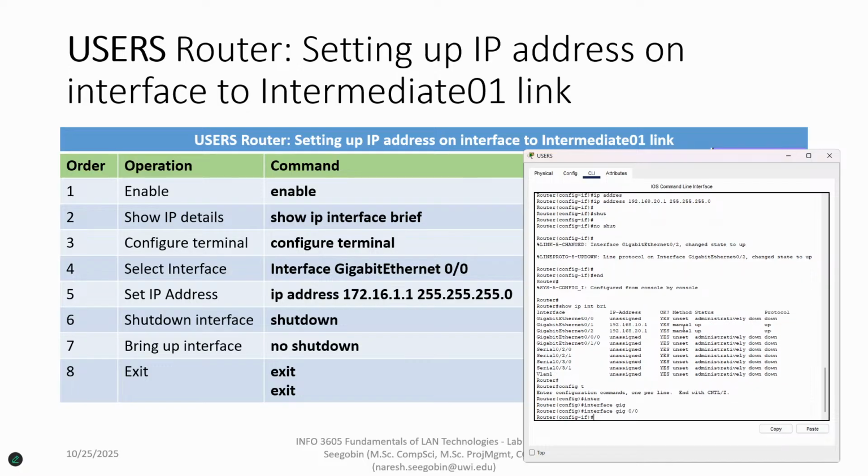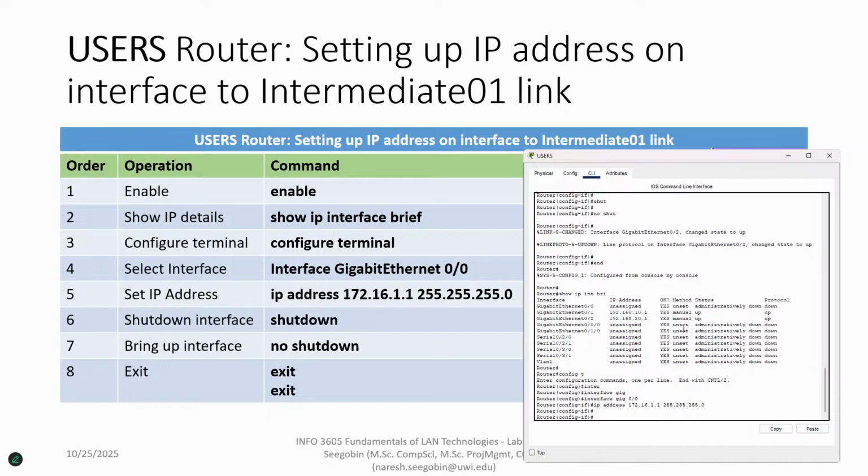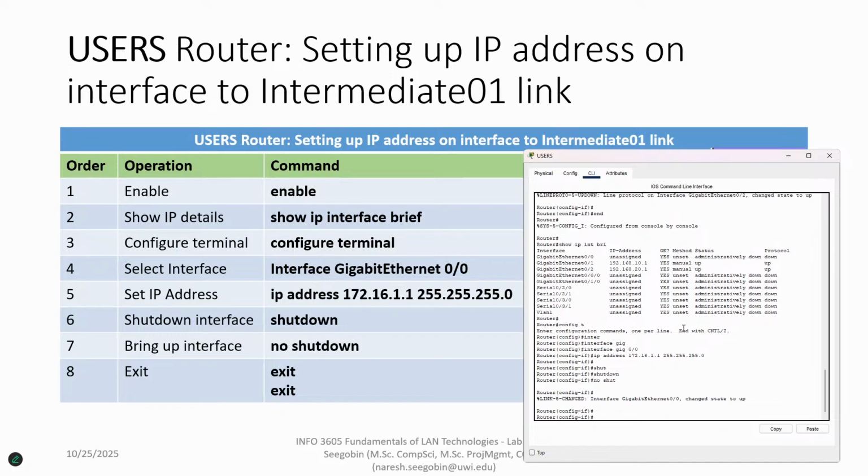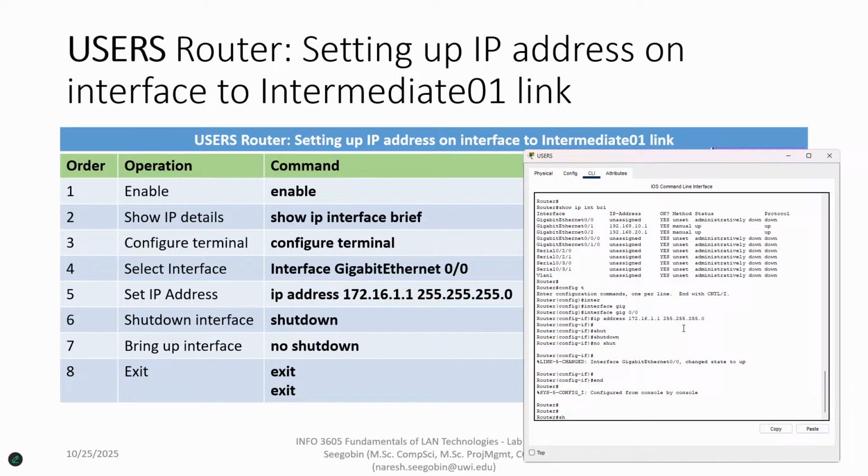Big 0/0. And now we get into the 172 IP address block realm. 1.1. We do a shut, no shut, just to kind of reset the interface, especially on the other side. And to IP.